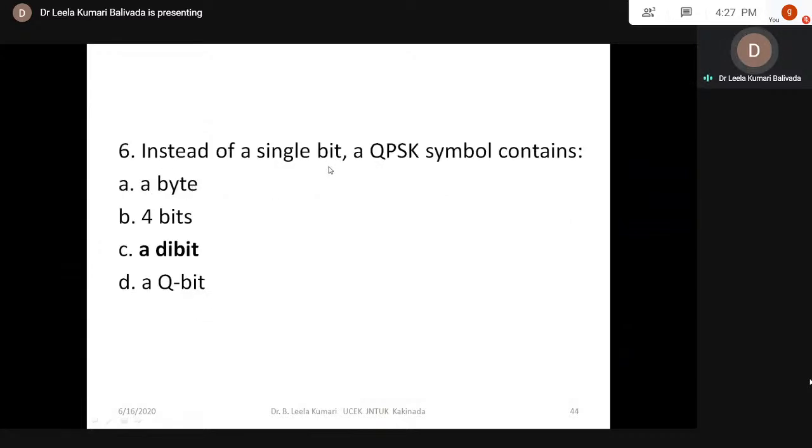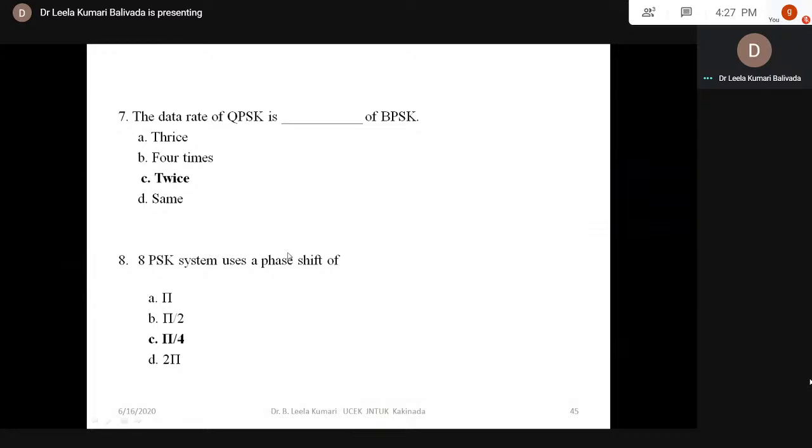Instead of a single bit, a QPSK symbol contains a byte, 4 bits, a dibit, or a qubit? A QPSK symbol contains 2 bits, and 2 bits is known as a dibit. So option C, a dibit, is the correct answer. The data rate of QPSK is how many times that of BPSK? The data rate of QPSK is twice that of BPSK, since in BPSK 1 bit is transmitted per symbol, whereas in QPSK we transmit 2 bits per symbol.